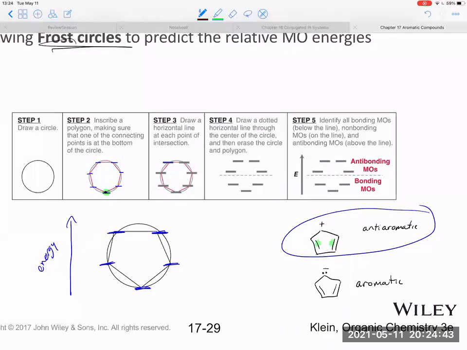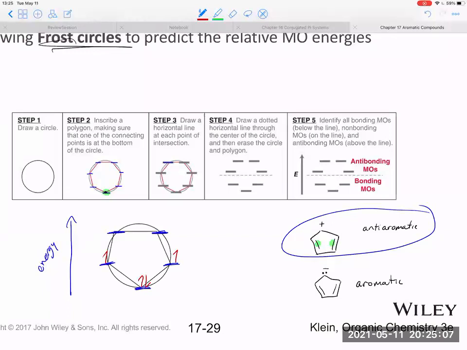Remember what we do when we're filling in molecular orbitals: we start at the bottom. Boom, boom. Actually, let me use a different color. And then what do I do when I get to two energy levels that are at the same place? One on one and then one on the other. We do a half fill first, right? So I'm going to go through and half fill.